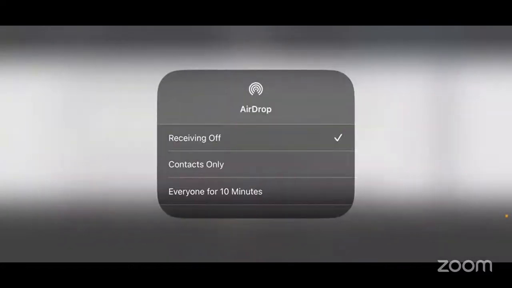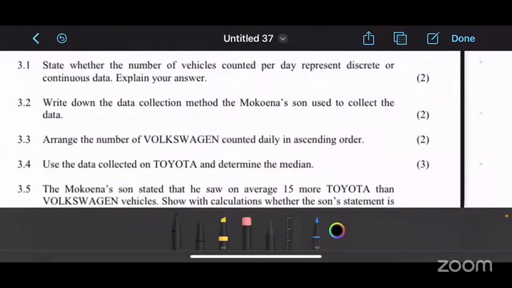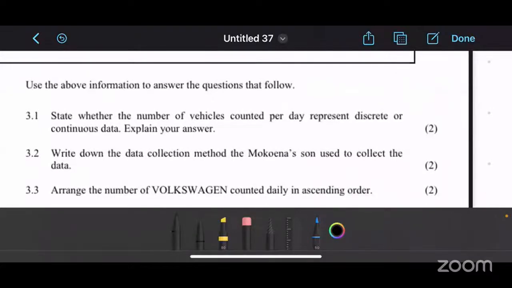I would say it's discrete data because it can only be in whole numbers. You would say it's discrete data since it can only be whole numbers. And who is in here? Spider? What do you say? I didn't know how to answer that question, so I didn't.